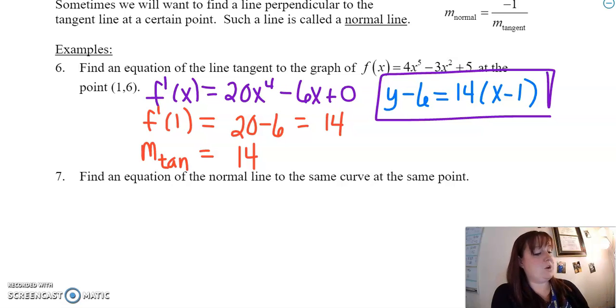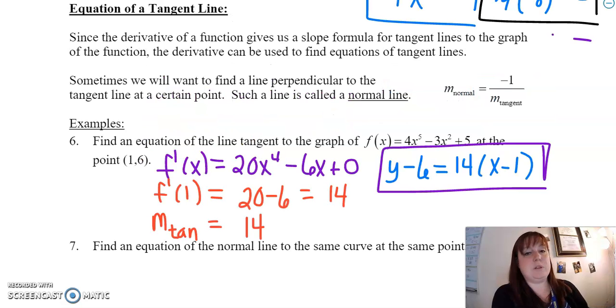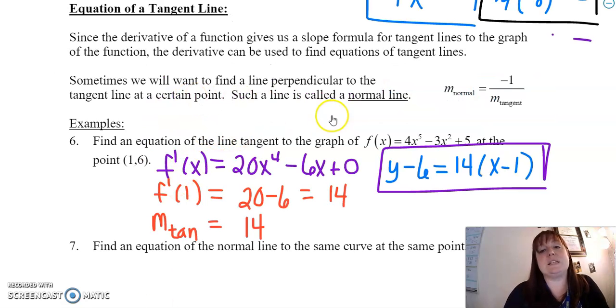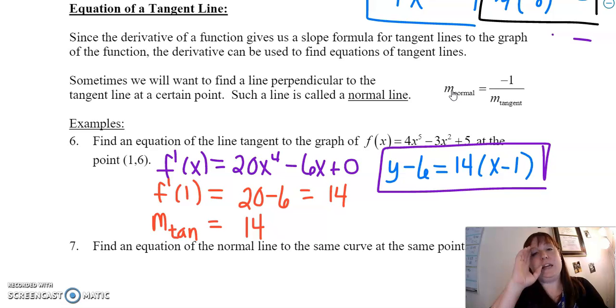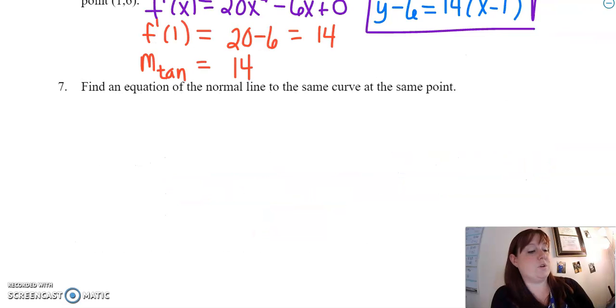Okay. The equation of the normal line. So if we go up here and we look at what the normal line is. Now the normal line is a line that is perpendicular to the tangent line. Okay. So if we want to find the equation for the normal line, since it's perpendicular to the tangent line, it just has an opposite reciprocal slope. So if the tangent line has a slope of 14, then the normal line is going to have a slope of negative 1 over 14.